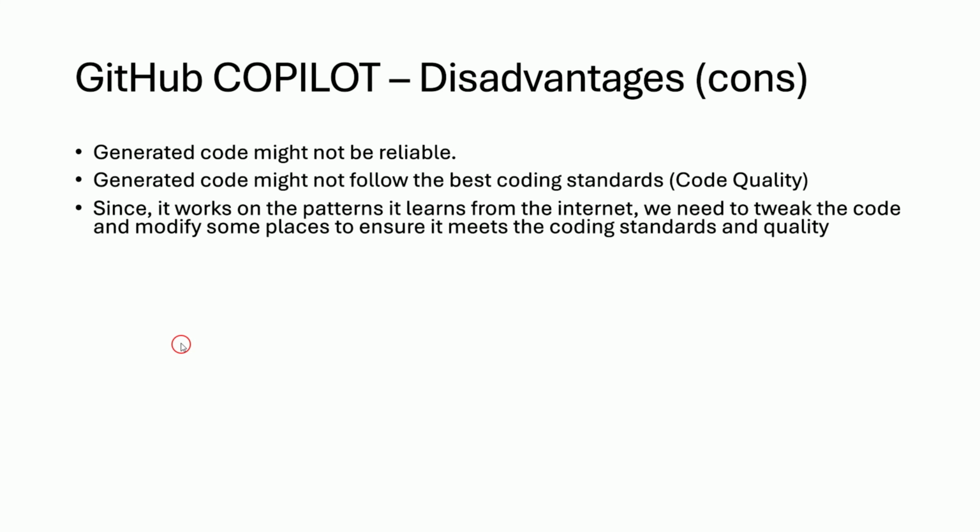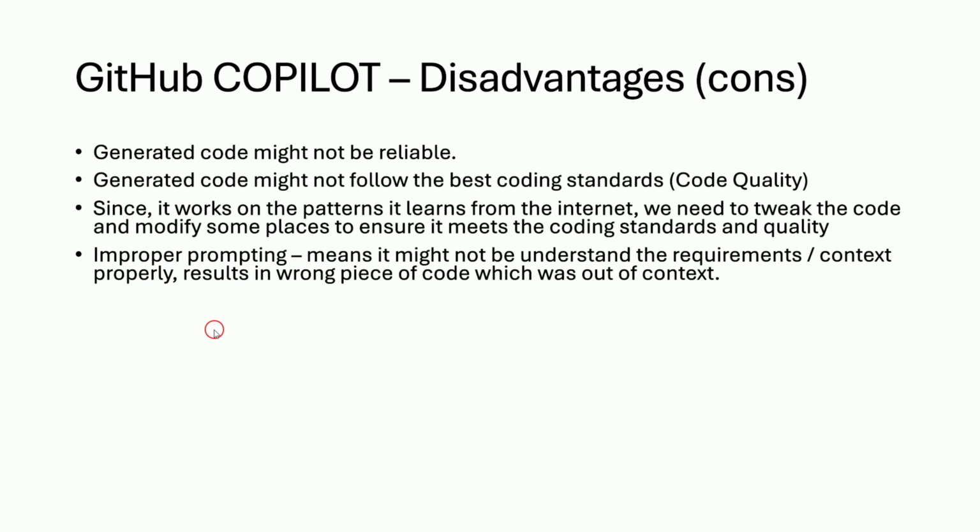And why, right? We have already discussed, since it works on patterns, it learns from the internet. So we need to tweak the code and modify some places to ensure it meets the coding standards and quality, right? So there was an issue with reliability and standards, so human interaction is much more needed to review the code and to ensure it's meeting the coding standards.